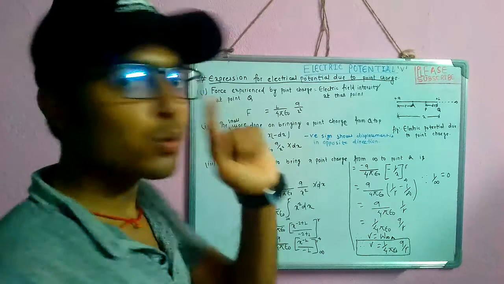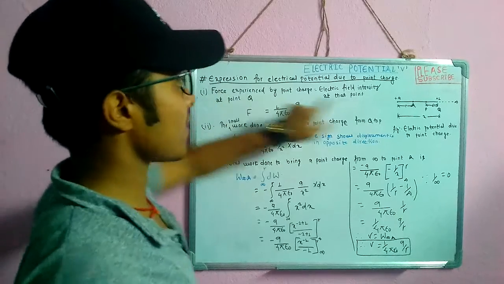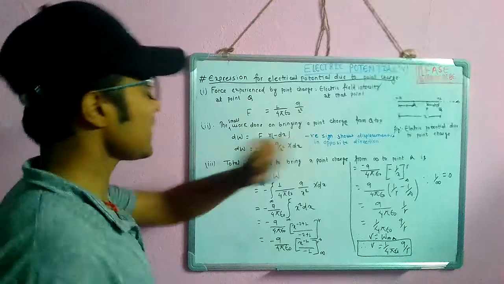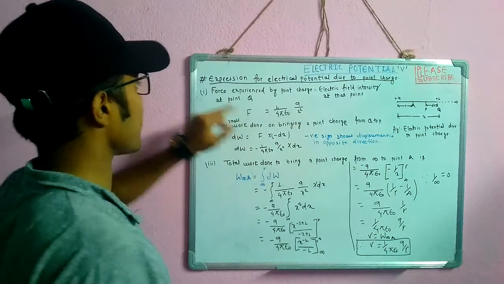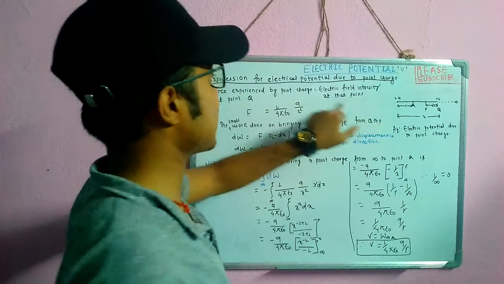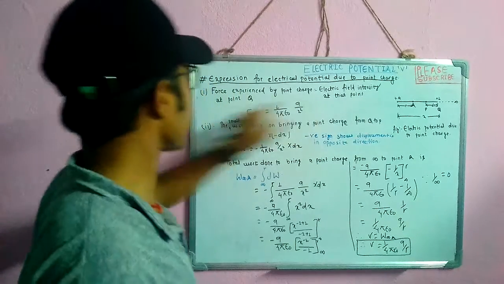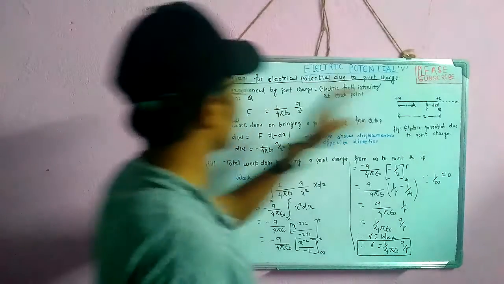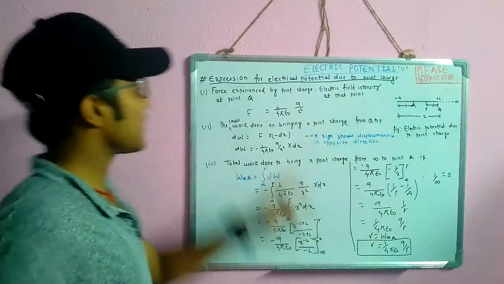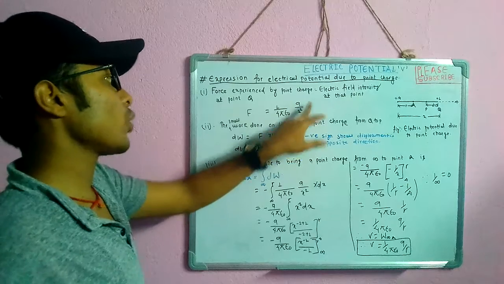Number one, we have to know that the force experienced by a point charge, that is a point charge plus 1 or unit positive charge, the force experienced by a point charge at point Q is equal to the electric field intensity at that point. And the electric field intensity at that point is equal to 1/4 pi epsilon naught Q upon R square.